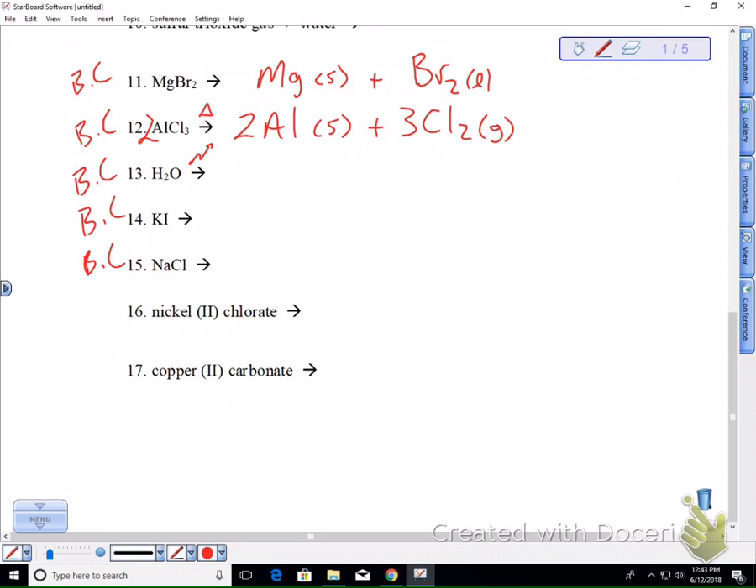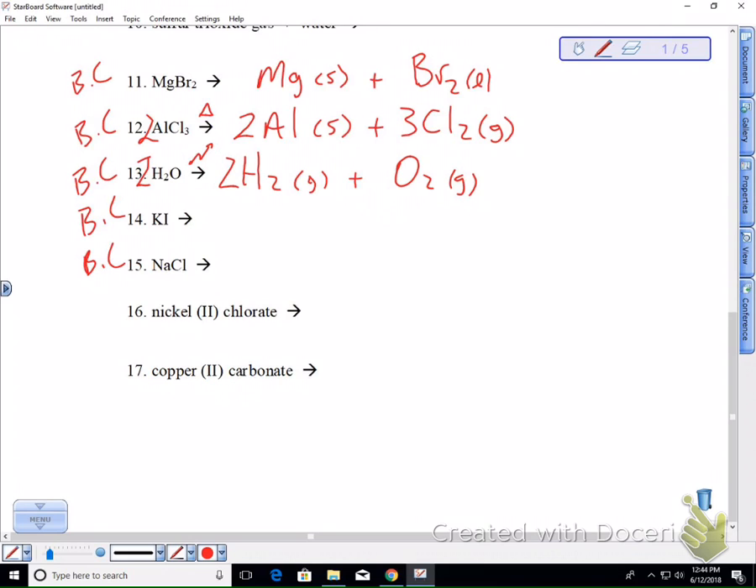So on number 13, if we break water up through electrolysis, we'll get H2 gas and then oxygen gas. Again, we didn't just snap it in half. We had to think about H and O and how they appear in nature. We would fix that with a 2 here and then a 2 here.